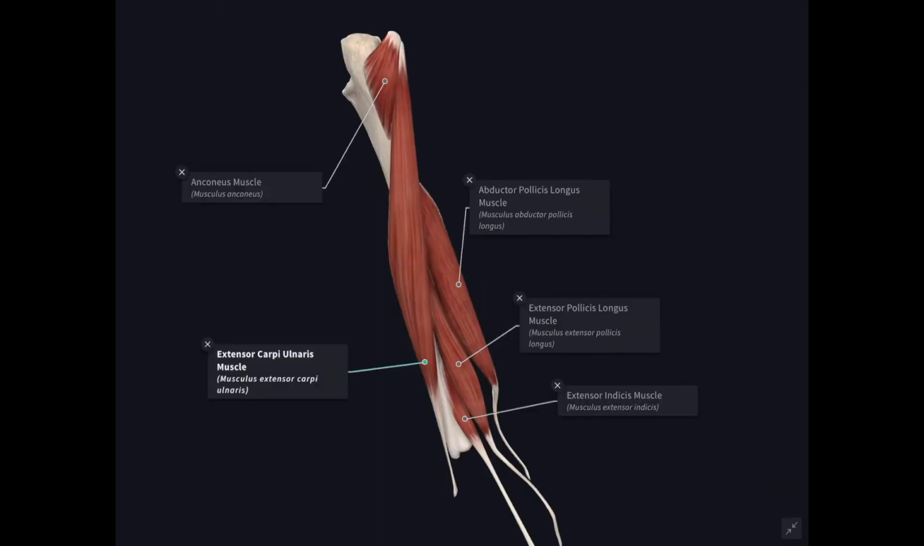Here you can see the upper area together with the lateral surface of the olecranon process. It receives the insertion of the anconeus muscle. The lower area on the lateral aspect gives origin to the abductor pollicis longus muscle, extensor pollicis longus muscle and extensor indicis muscle. The large medial area of the lower part of the posterior surface is overlapped by the extensor carpi ulnaris muscle.